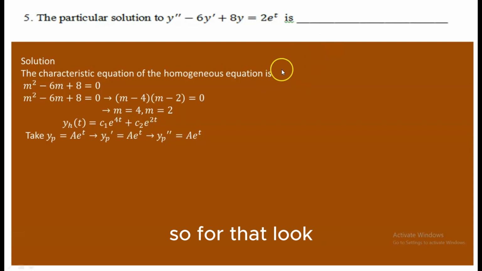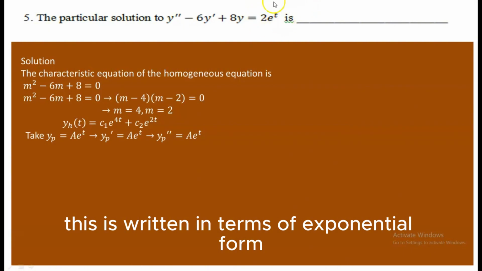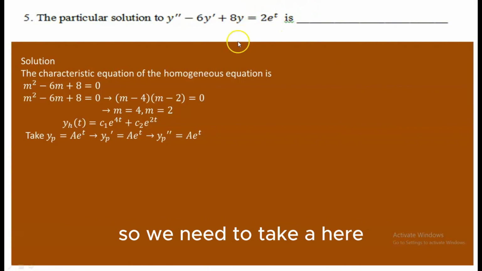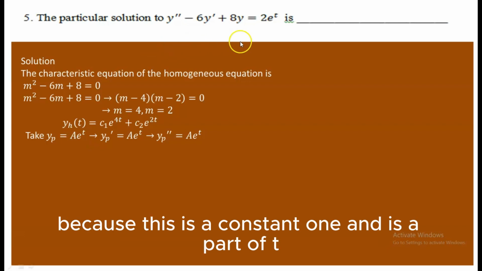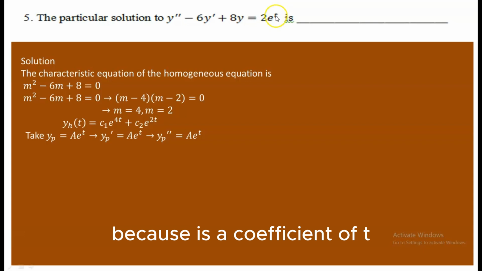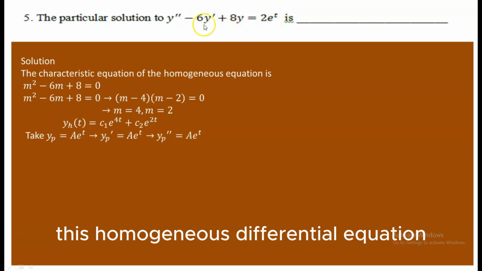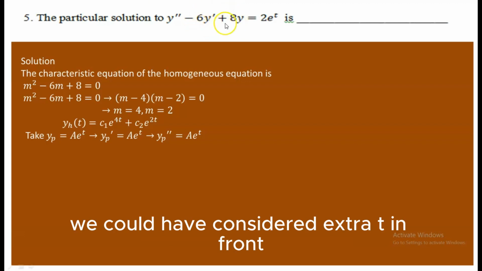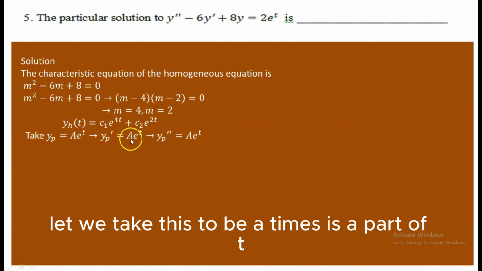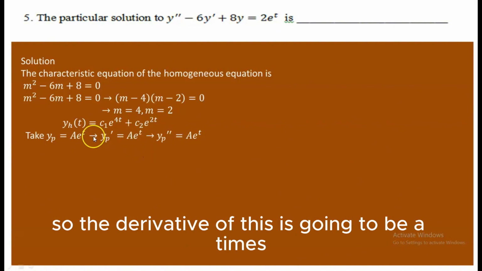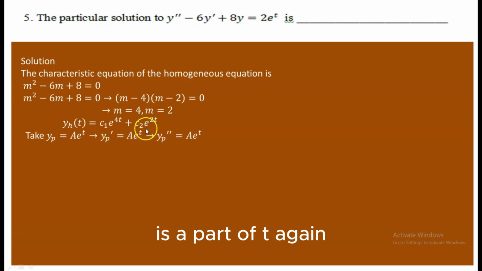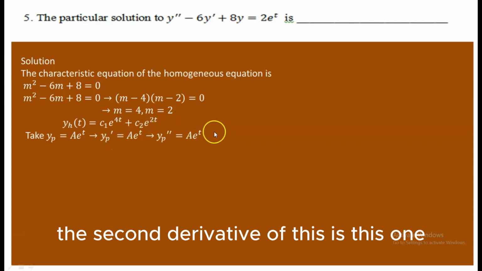For that, look, this is written in exponential form, so we need to take A here because this is a constant, and e to the power of t, because 1 is not a root of this homogeneous differential equation. Had it been a root, we could have considered an extra t in front. But for the time being, let us take this to be A times e to the power of t. So the derivative of this is A times e to the power of t. Again, the second derivative of this is this one.